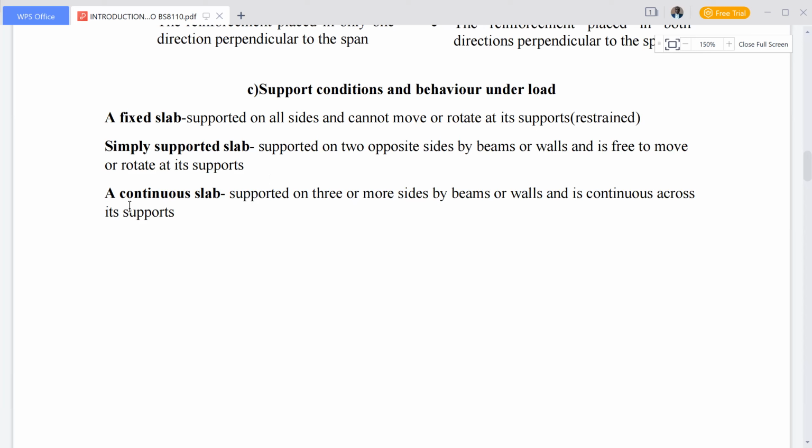Now, what do you mean by a continuous slab? It means this is a slab that flows over the support to the other direction, meaning it is continuous over the supports.